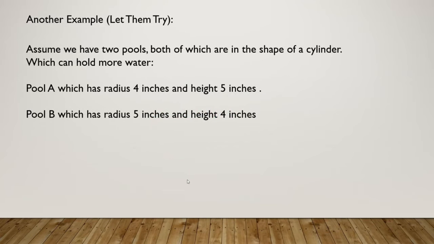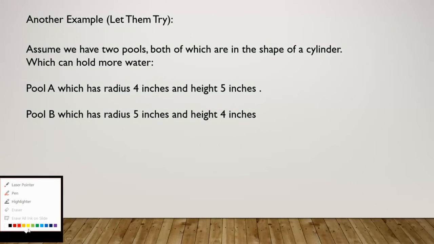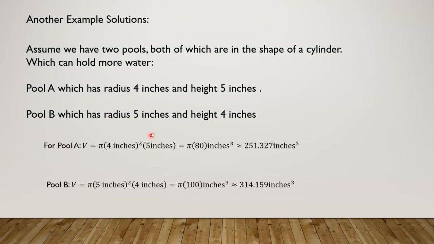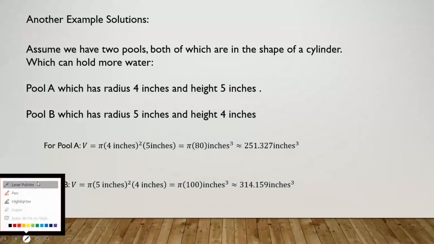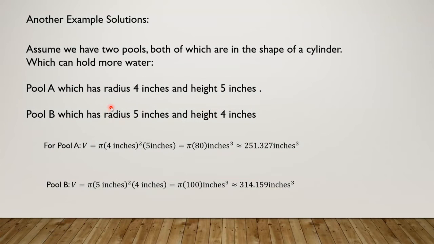Let's do this one together. Basically, again, it's using the same formula that was on the previous slide. So for the first pool, we're given that the radius is 4 inches and the height is 5 inches, okay?